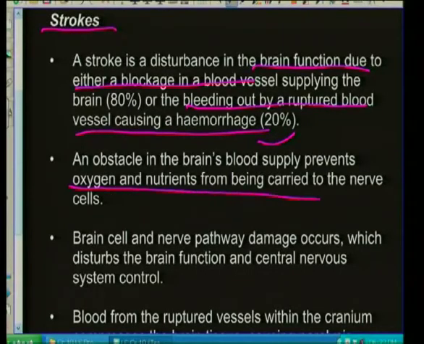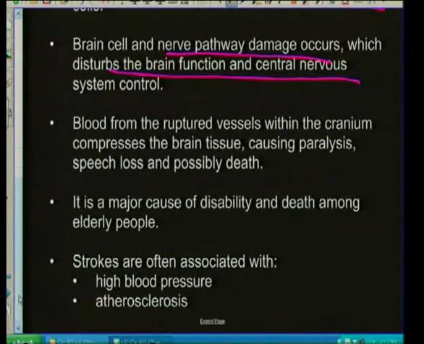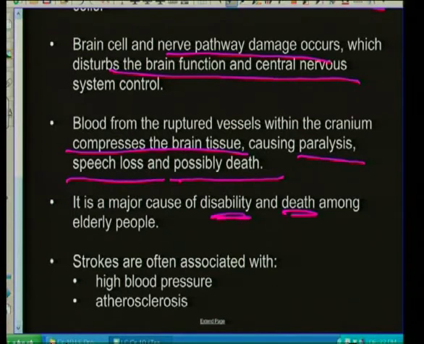So what happens is an obstacle prevents the oxygen and nutrients being carried to the nerve cells in the brain, and there's damage in that area, and this will obviously disturb the function of the brain and the central nervous system. Blood from the ruptured vessel within the cranium compresses the brain tissue, causing paralysis, speech loss, and possibly death. It is a major cause of disability and death among elderly people, and strokes are often associated with high blood pressure and atherosclerosis. Now, we have to be cautious about these things.